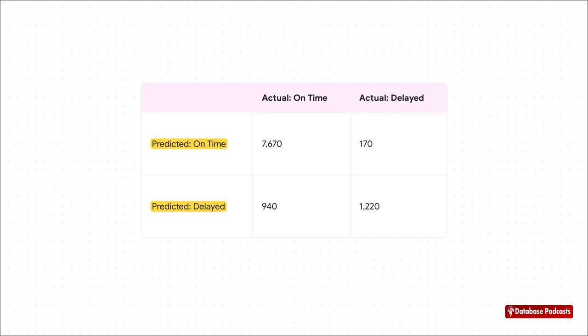Let's make this real. Imagine a logistics company builds a model to predict shipping delays. This confusion matrix right here shows us its test results on 10,000 shipments. Okay, so top left quadrant, it correctly predicted that 7,670 shipments would be on time. Great. Bottom right, it correctly predicted 1,220 would be delayed. Those are the wins, the slam dunks. But the other two boxes, that's where we see the mistakes, the false positives and the false negatives. And honestly, that's where some of the most important insights are hiding.